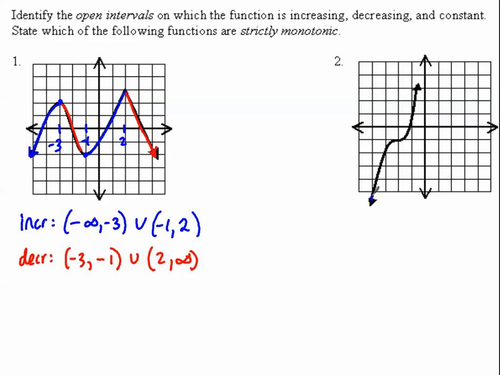In this one, the function is always going up. It's going up at different rates, but it's always going up. So this function is increasing -∞ to infinity. Therefore, because it's always increasing, this function is strictly monotonic.